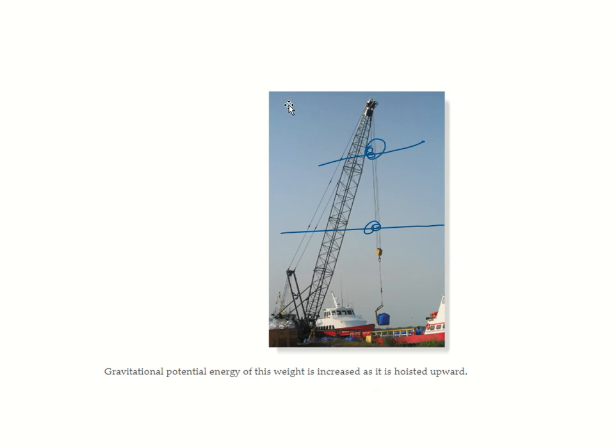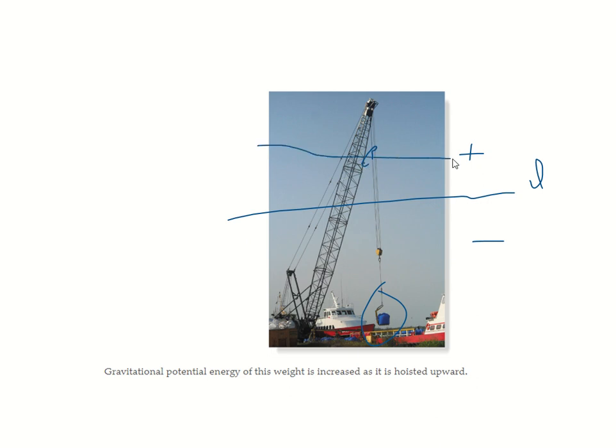And if you go down, if you look at this, I can do it again by drawing. If you draw this, you can see this is my datum point. Everything below is negative. So if you move this cargo right here, you're going to have a different potential energy than moving the cargo to that position.